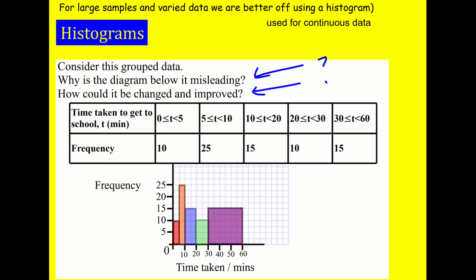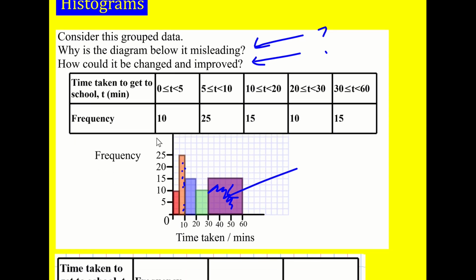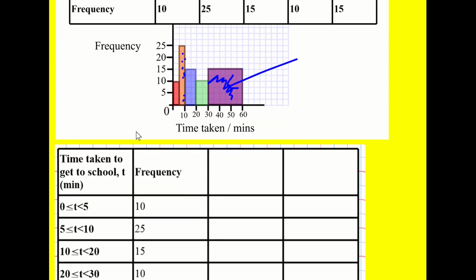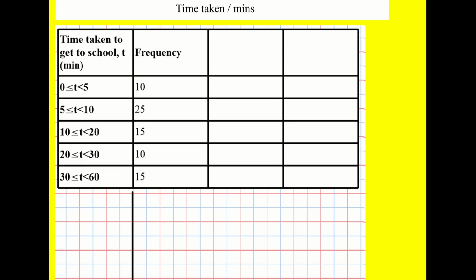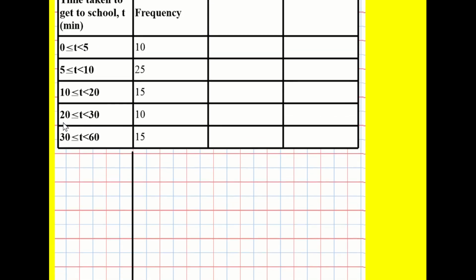Okay, the reason it's misleading is it looks like this is massive. It's taken up the majority of the area. But it's because we've got such a wide interval at this very end, 30 to 60. So there's only 15 people, and when we look at the 5 to 10, there were 25 people, but this looks definitely more dominating, I'd say, than this orange one. So how can we change and improve it? Well, we can take the width into account. And in fact, we divide by the width. And that gives us something known as the frequency density, which is what we look at when we're going to draw a histogram. So let's have a go at drawing one.